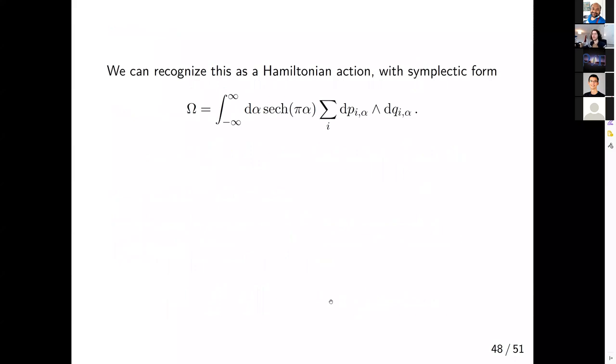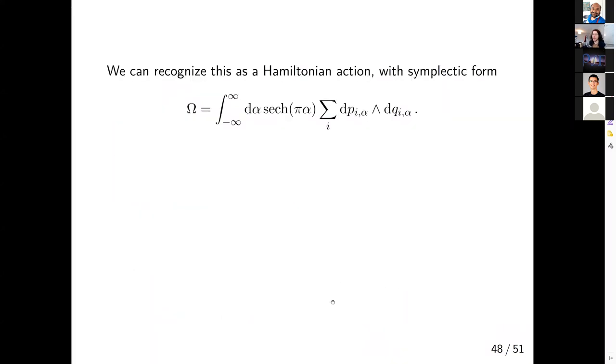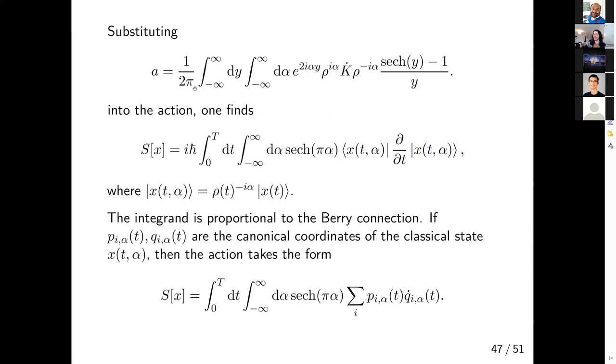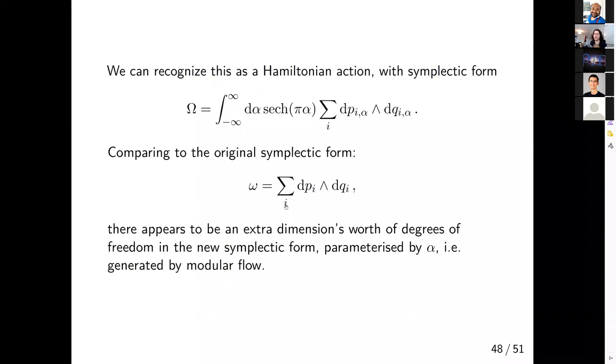One thing we can do is recognize that this action is a Hamiltonian action. We have a term which is a symplectic potential. In a general Hamiltonian action, you'd also have a Hamiltonian term, but for us, the Hamiltonian vanishes. The symplectic form of this action is just given by this. If we compare to the original symplectic form in the phase space, we can observe that there appears to be an extra dimension's worth of degrees of freedom. We now have this parameter alpha, and in addition to the sum over i, the sum over the canonical coordinates, we also have a sum over alpha weighted by sech pi alpha. At each value of alpha, we have additional canonical degrees of freedom. This extra dimension appears to be generated by modular flow, because this is what this parameter alpha does.